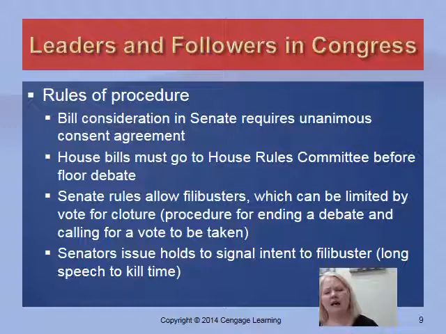And then the filibuster can be limited by cloture, C-L-O-T-U-R-E. And that's a procedure that ends the debate, stops it right then, and calls for the vote to be taken. So that's a way to end the filibuster.